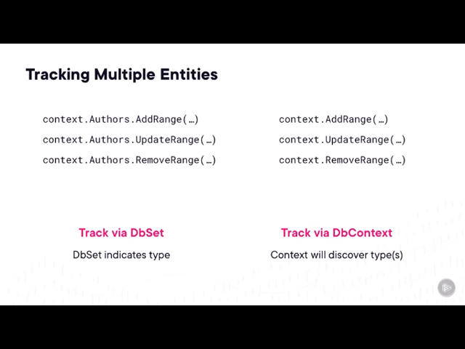In addition to the benefit of the DbContext methods enabling you to write generic code, the DbContext range method also allows you to pass in various types at once. So it doesn't have to be a list of authors. It can be a mix of types: authors, books, widgets, contacts, whatever. The context can discover what each type is and create the appropriate entity entry object.